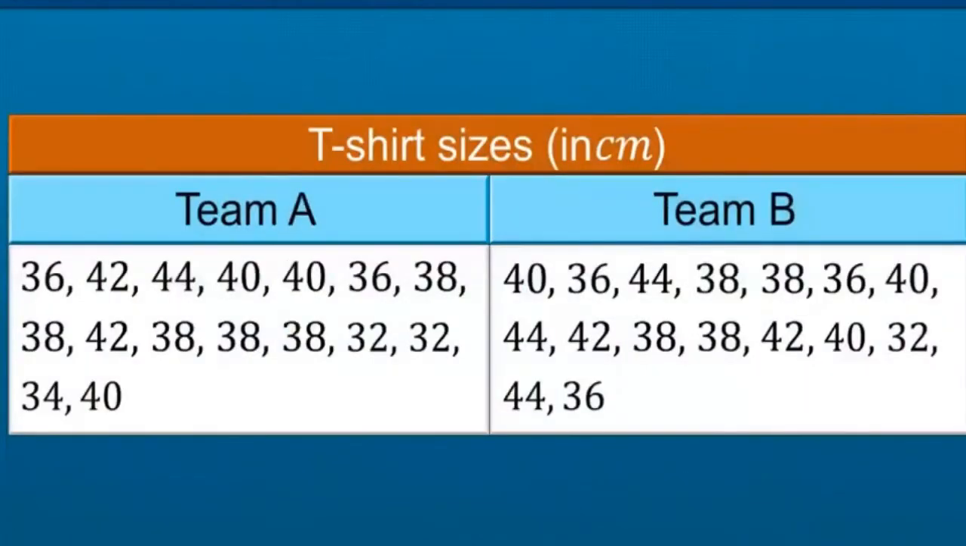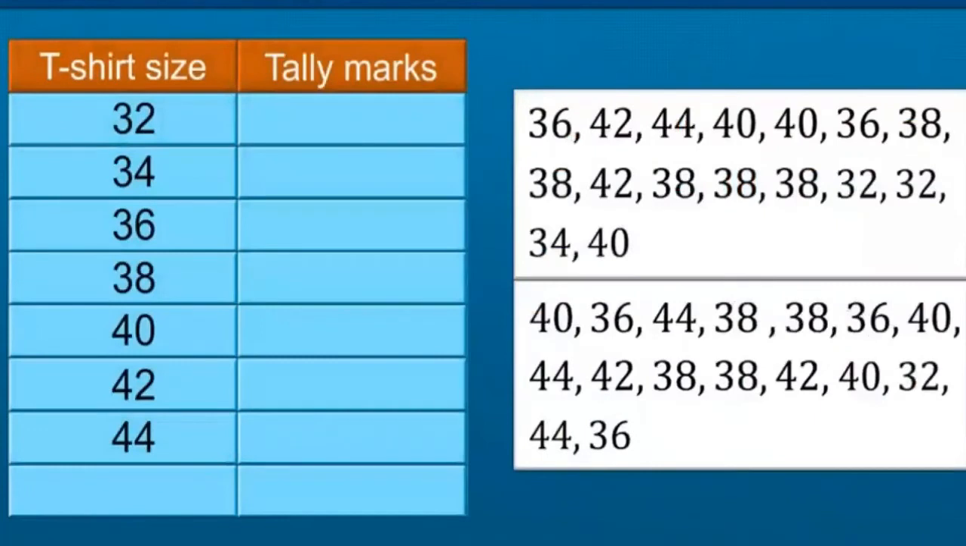To find the mode, the data must be put in a tabular form. Using tally marks, we will find the number of t-shirts required for each size. The first observation is 36. So we put a mark against 36 in the table. The next observation is 42, so we put a mark against 42. Similarly, the next observation is 44, so we put a mark against 44. Continue doing this for the remaining sizes.